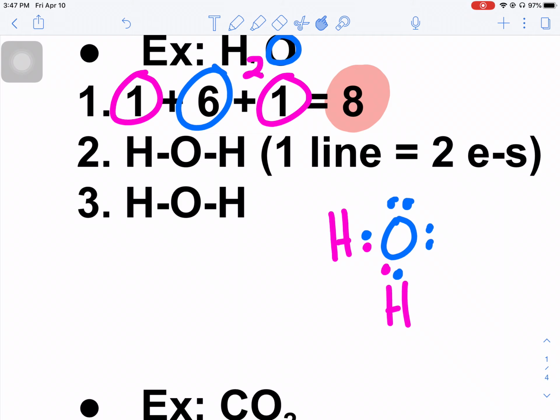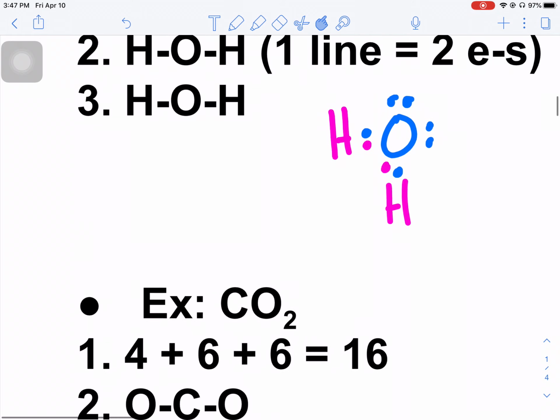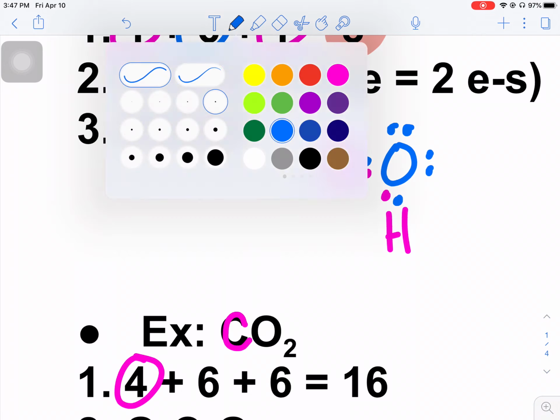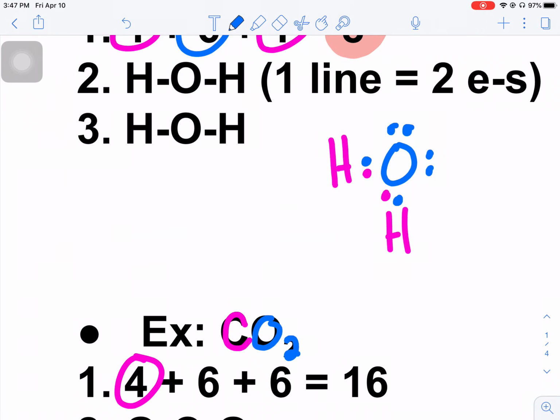All right, so let's move on to carbon dioxide. If you look at the structure, it has 1 carbon. So 1 carbon gets 4 dots. Now, if you look at the structure, it actually has 2 oxygens.